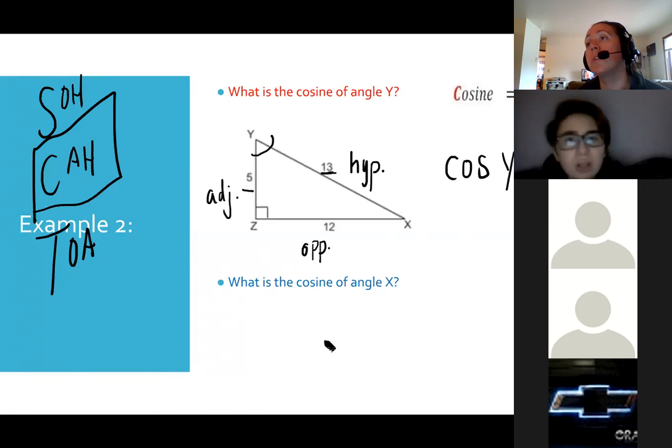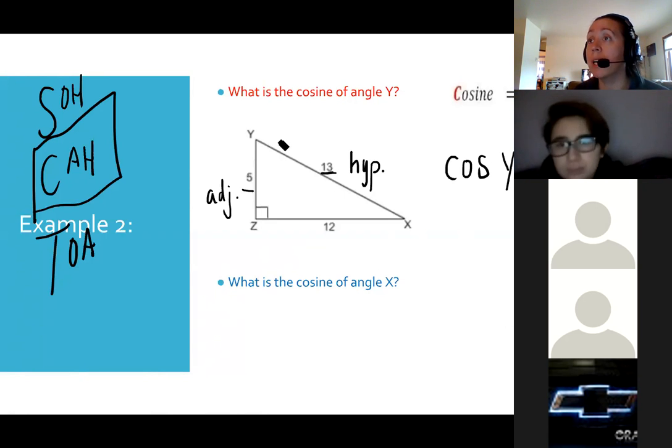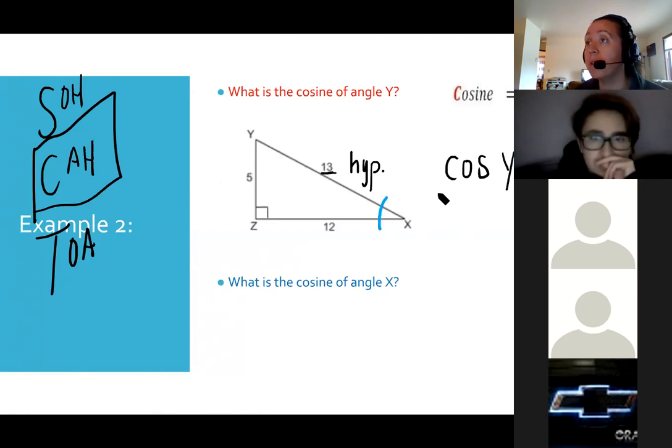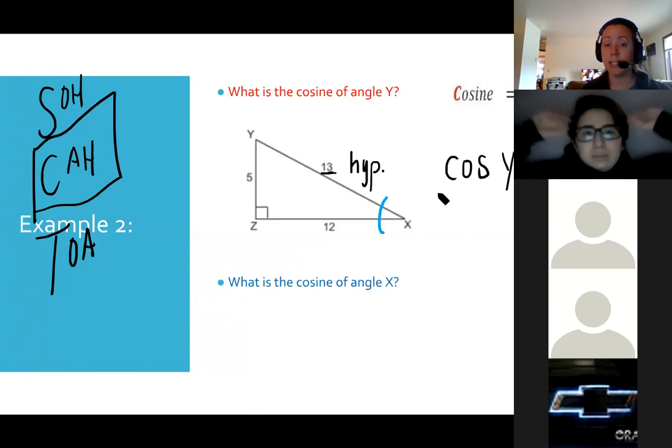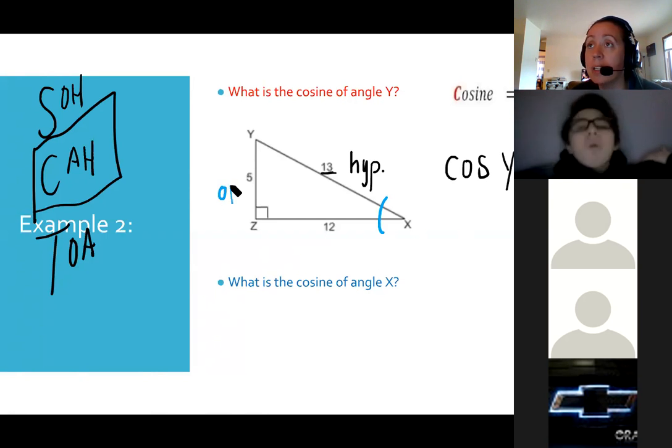Okay, so now we're going to change gears and focus on angle x. So we're no longer focusing on angle y. So my sides shift, my hypotenuse stays the same. So if I focus on angle x, KC, which side is going to be my opposite side? Which number? 5, right. That's opposite.